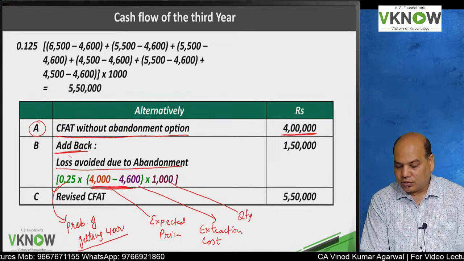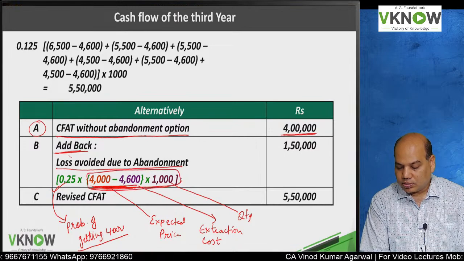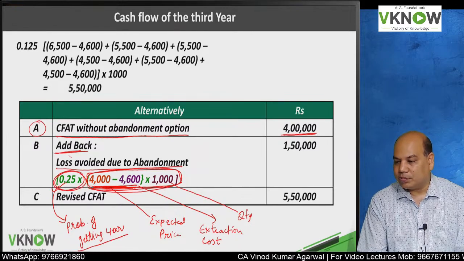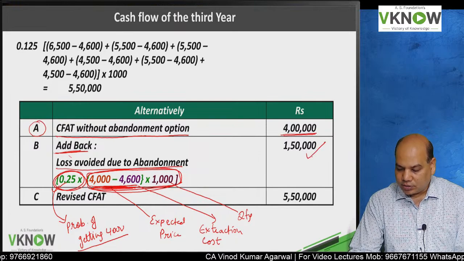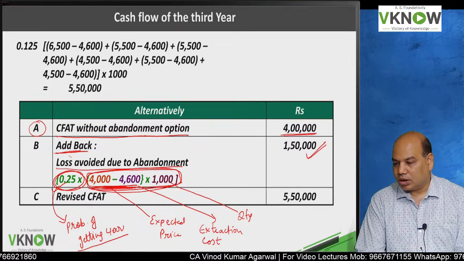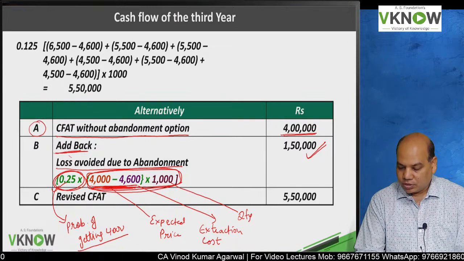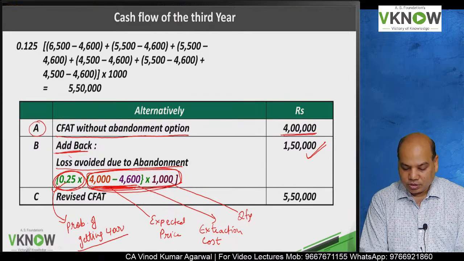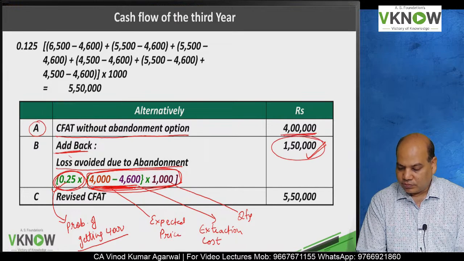By continuing, this was your loss which you have avoided, and you have to also multiply by the probability 0.25. So are you getting 1,50,000? Yes. So the loss avoided due to abandonment is 1,50,000.